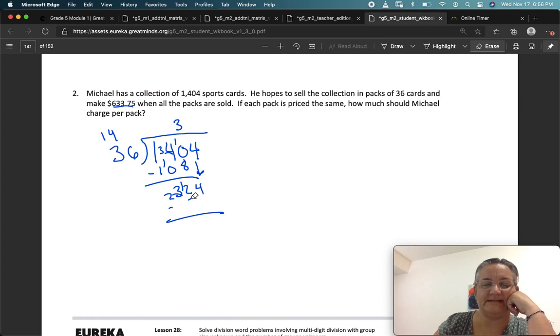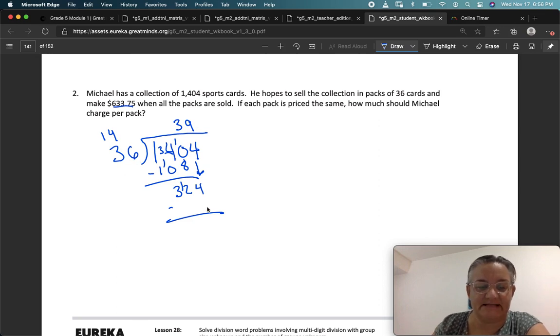This is good practice, right? And sometimes we estimate and we estimate wrong, and then we have to go back. As long as we're looking at a remainder and making sure that it's smaller than our dividend, we should be okay. 9 times 6 is 54, carry the 5. 9 times 3 is 27, plus 5 is 28, 29, 30, 31, 32. And my leftover is 0. So he can make 39 packs.